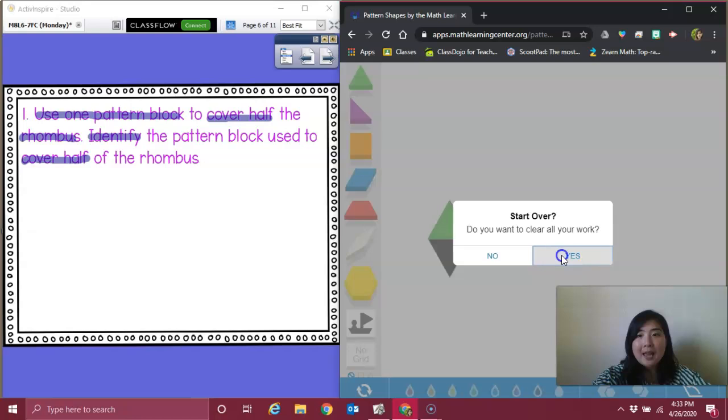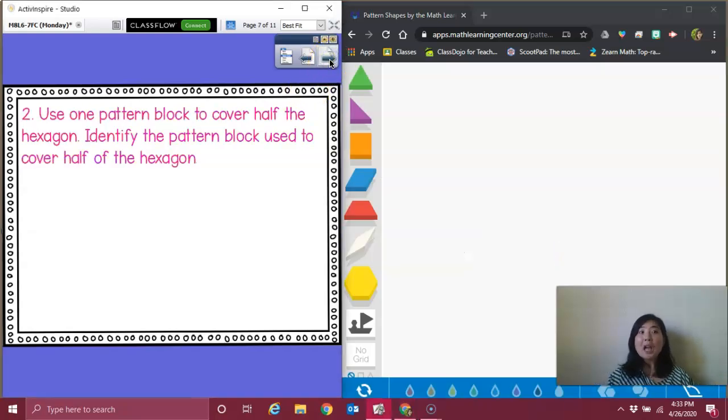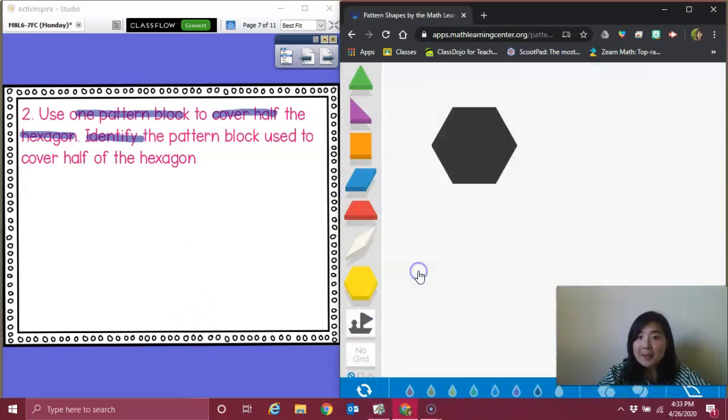Awesome. So let's go ahead and go to number two. Use one pattern block to cover half the hexagon. Identify the pattern block used to cover half of the hexagon. Well, I'm going to annotate that question. The question tells me to use one pattern block. I need to cover half of a hexagon, and I need to identify or figure out which pattern block covers half of the hexagon. So I'm going to pull up my hexagon, and I'm going to think which of these shapes would cover half of this hexagon.